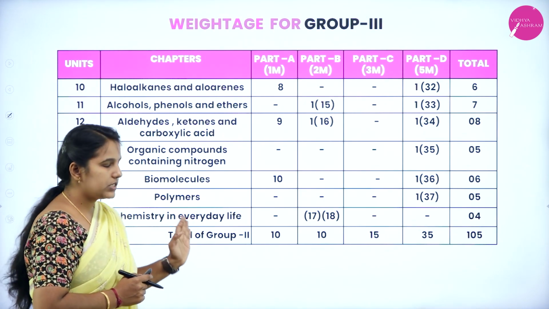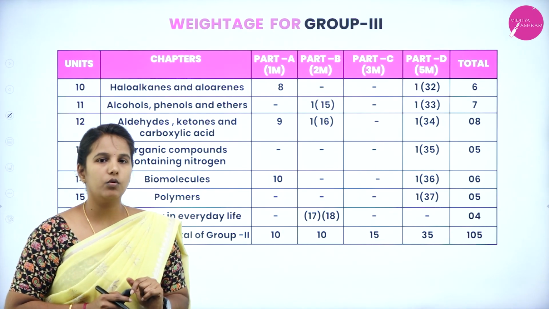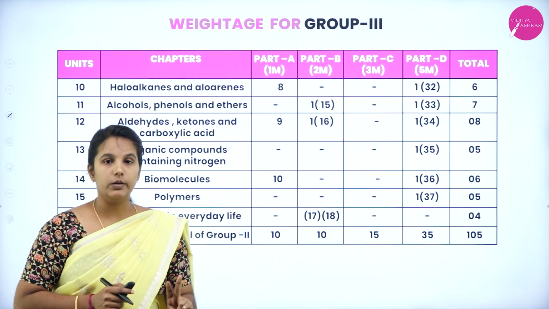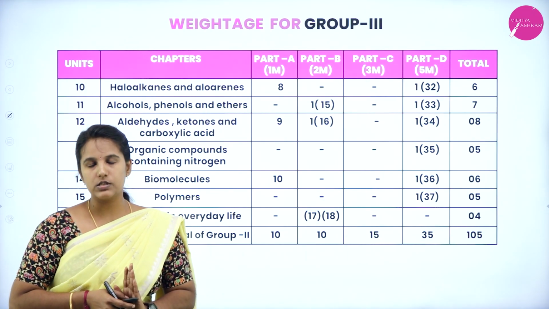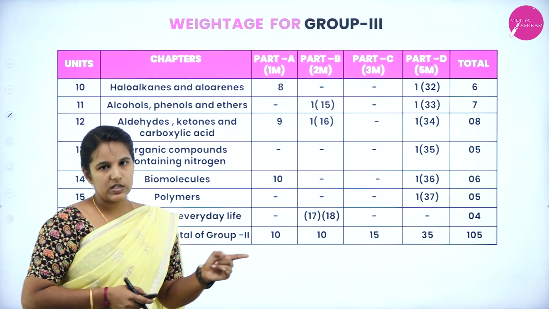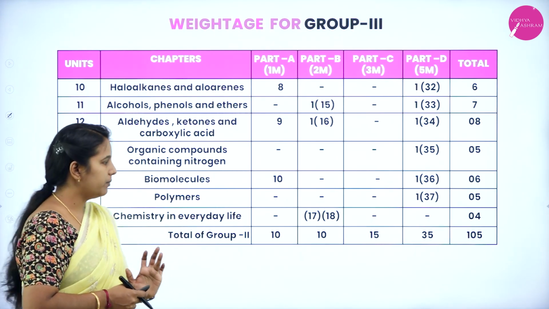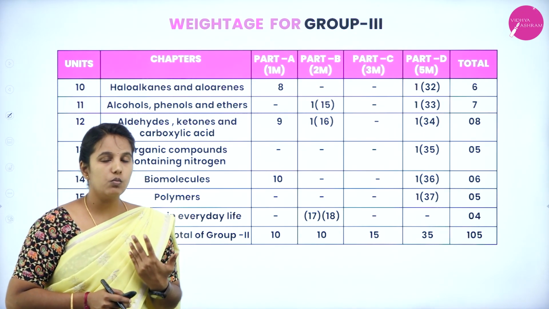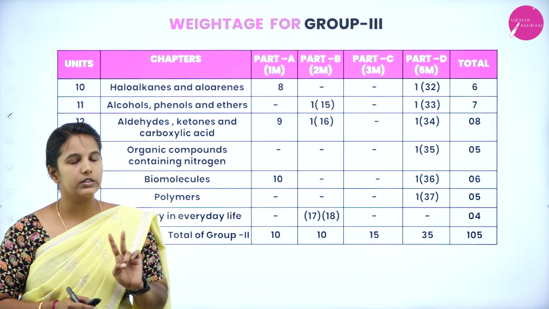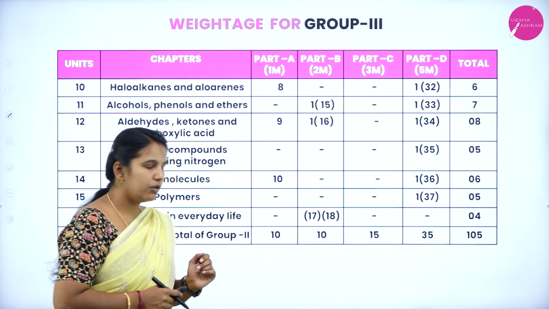Coming into the next unit, that is polymers. In this unit we are going to study the types of polymers and also the important preparations of a few polymers. From this unit again we can expect only a 5 mark question. The question number is 37, which carries 5 marks. Coming into chemistry in everyday life, from this unit there is no 1 mark question at all. Directly we can expect the 2 mark questions, and the question numbers are 17 and 18, which carry 4 marks.